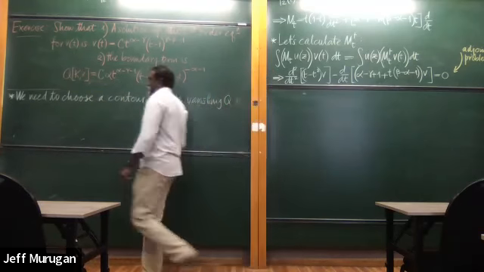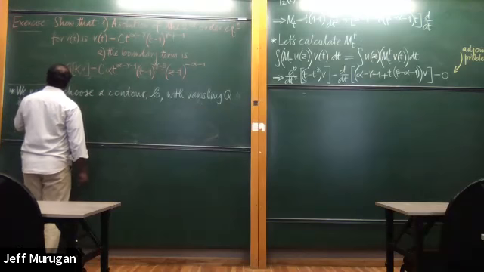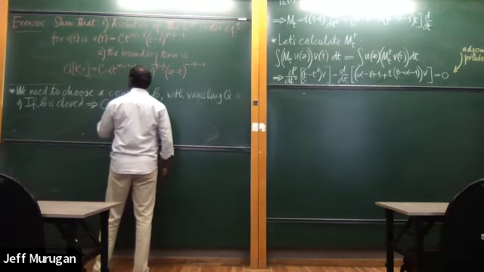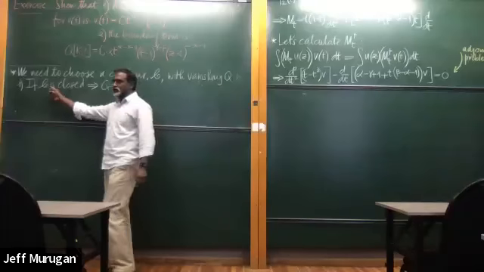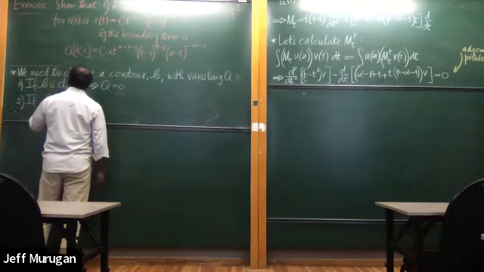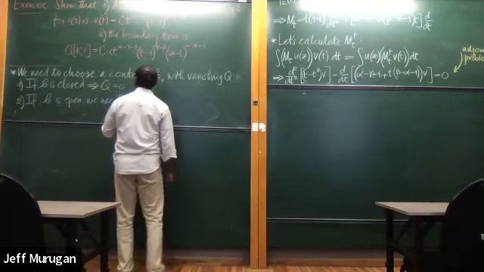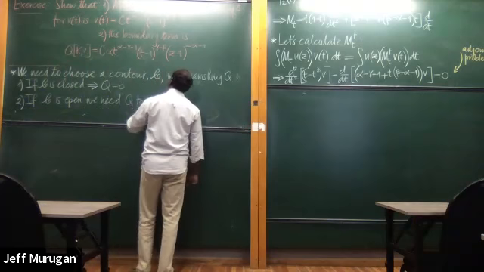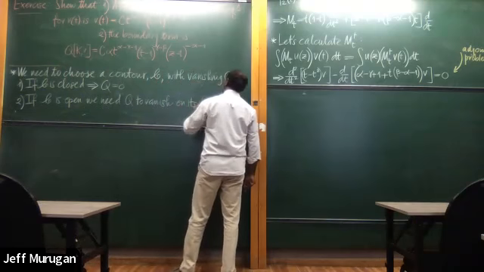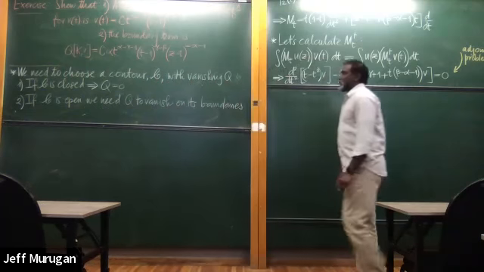So we have two options. If C is closed, Q is necessarily 0 because C has no boundary. Two, if C is open, we need Q to vanish on its boundaries. Okay.